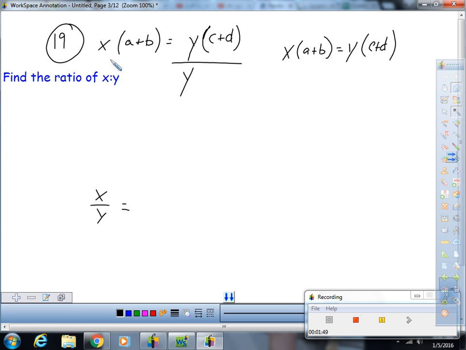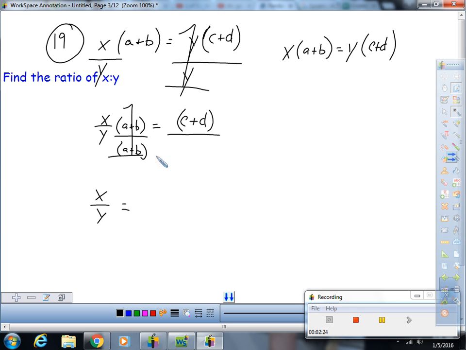If I want x over y, then I should divide both sides by y. Do you see why I've done that? What happens on the right side when you have y over y? It's 1, so it's gone. So your next thing you have is x over y times a plus b is equal to c plus d. Well, I want to get x over y by itself. So what do I divide by? I divide by a plus b.